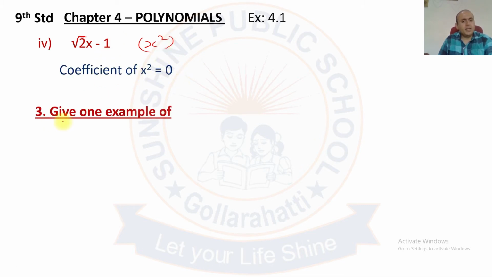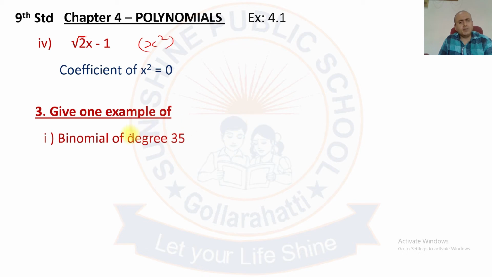Third question, give one example of each of the following. First is a binomial of degree 35. See, binomial means it should be a polynomial of two terms. Then only we will call it a binomial of degree 35.